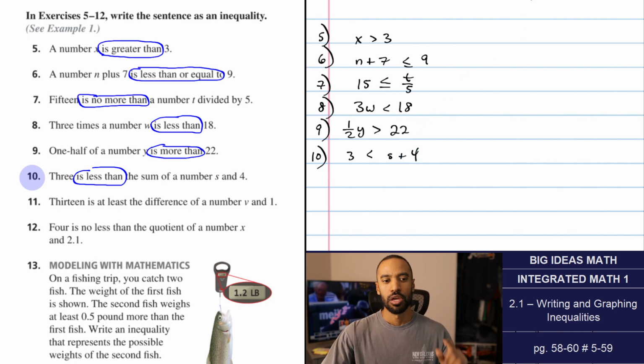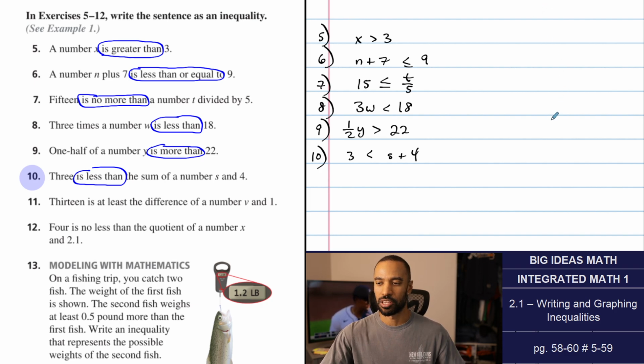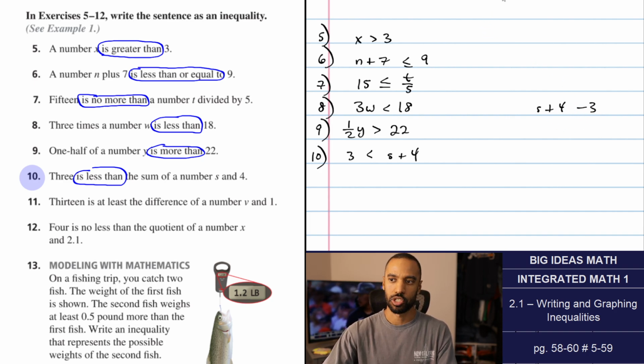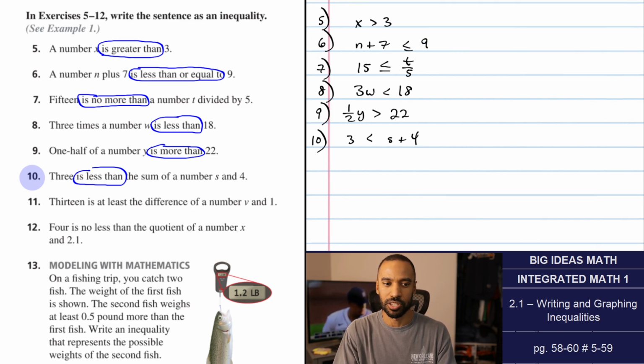Now, what if it said 3 less than the sum of a number s and 4? That would take the sum of a number s and 4 and take 3 less than that. That's a completely different thing. For one, it's a subtraction. For another, it's not even an inequality or an equation. It's just an expression now. And 4 minus 3 is 1. But yeah, two very different things just because the word is is there, but is not the entire phrasing of the symbol.